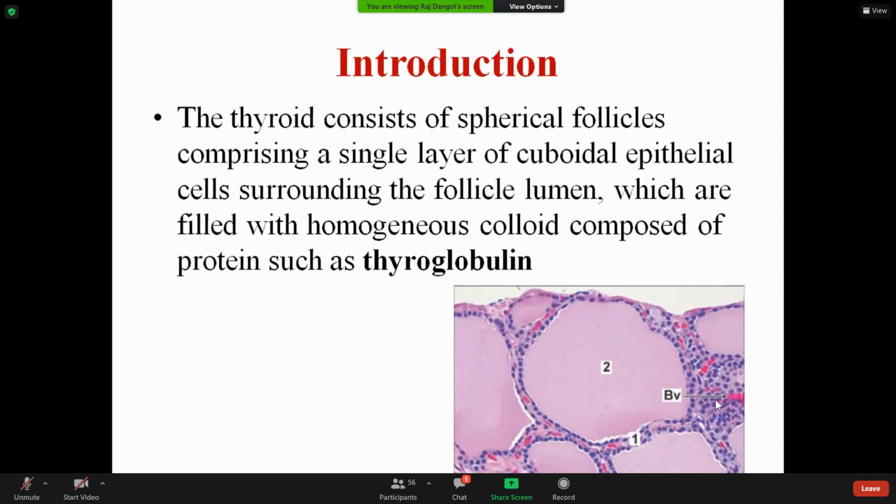So from the blood vessels, it takes these raw materials for the synthesis of this thyroid hormone, like amino acids and iodine, and after formation of thyroid hormones, it is transported back to the circulation, and from there it is transported to the target tissues for its function.